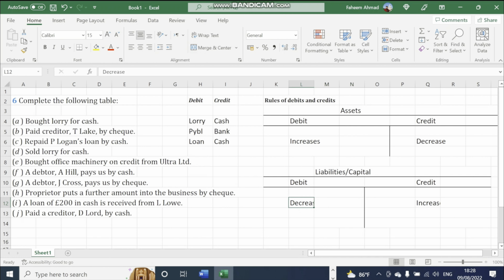Okay, next is sold lorry for cash. Lorry is an asset going out of business, that means decrease credit. We received cash by selling lorry. Cash is an asset, increases in the business, debit.